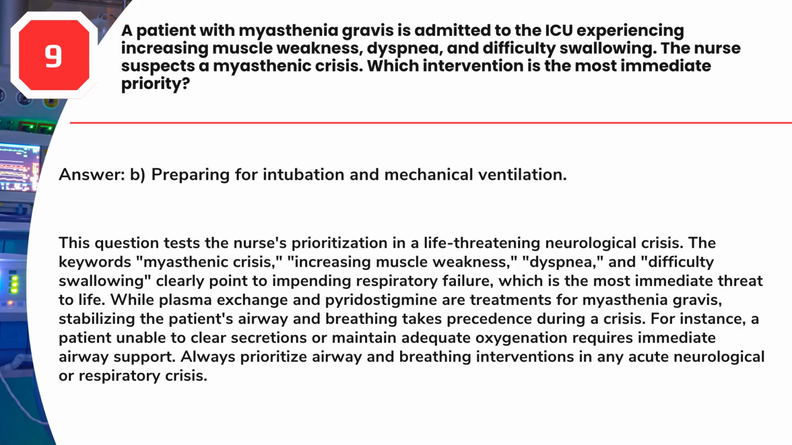While plasma exchange and pyridostigmine are treatments for myasthenia gravis, stabilizing the patient's airway and breathing takes precedence during a crisis. For instance, a patient unable to clear secretions or maintain adequate oxygenation requires immediate airway support. Always prioritize airway and breathing interventions in any acute neurological or respiratory crisis.